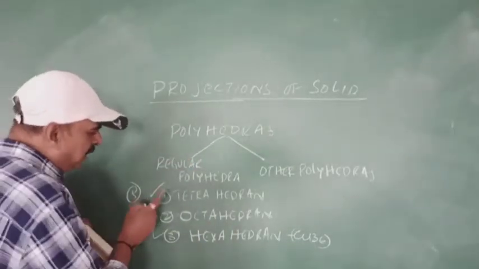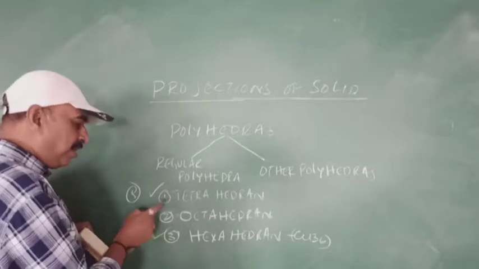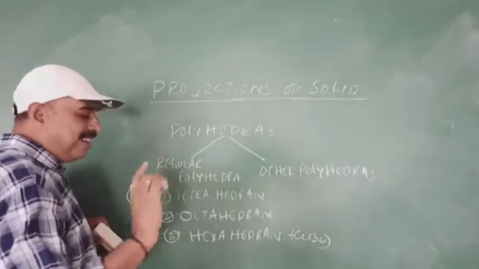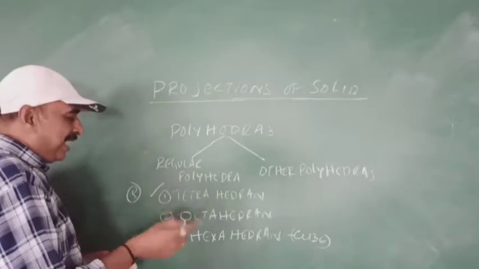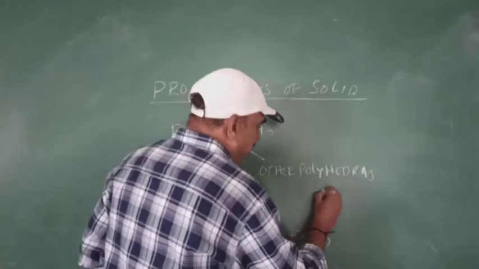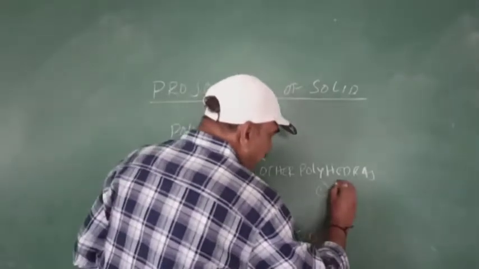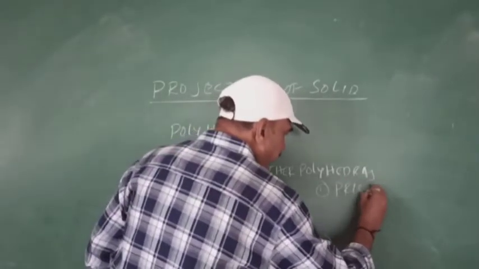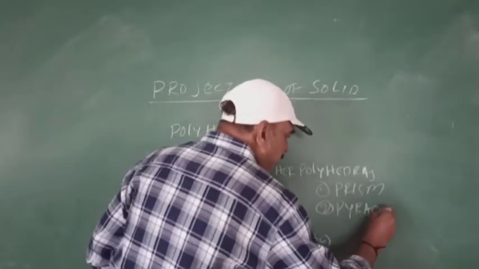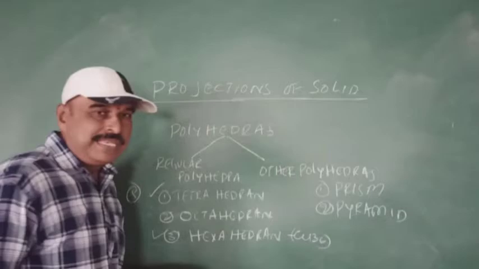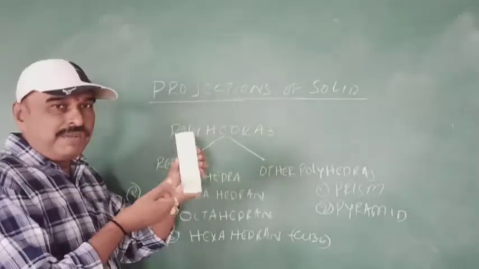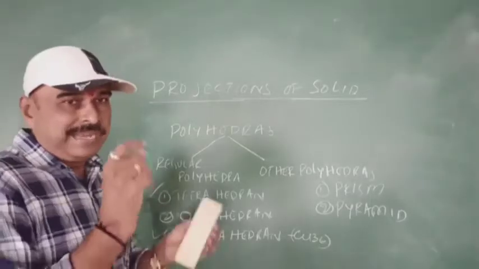Regular polyhedra: tetrahedron, hexahedron, octahedron, dodecahedron, and icosahedron. Not necessary those things. Here in other polyhedras, one is prism and another one is pyramid. A prism has two faces, the top face and the bottom face, containing a regular polygon shape.